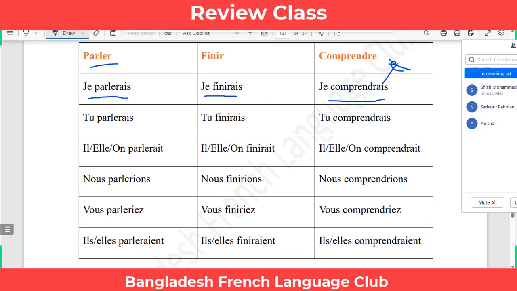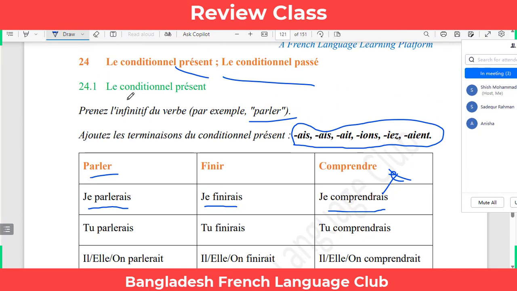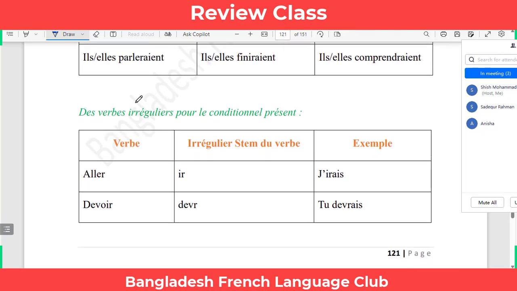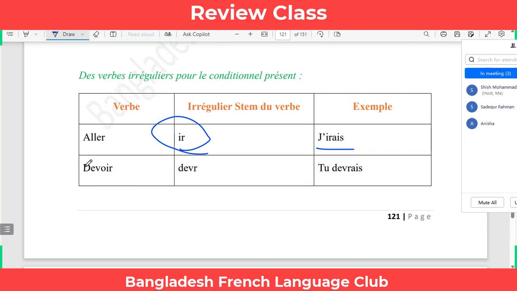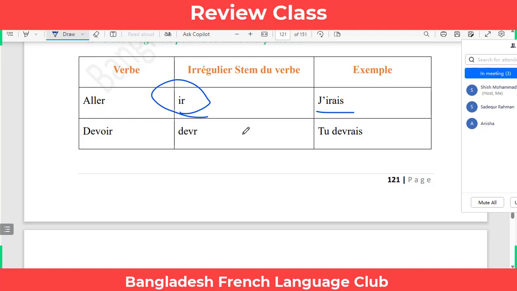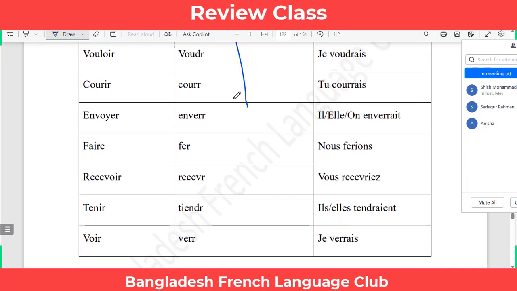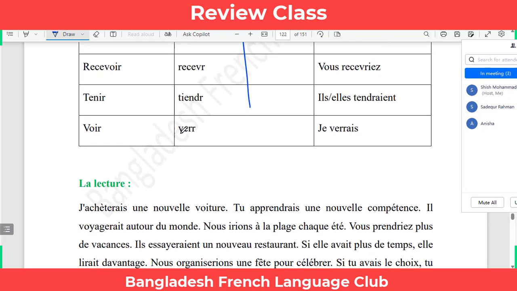So how can we make le conditionnel présent? Take the full infinitive form of the verb and then add the imperfect endings. Then the irregular verbs for le conditionnel présent. We know the verb aller, so j'irais; devoir, je devrais. I would go. So please recall this, remember and memorize it once again if you don't know.